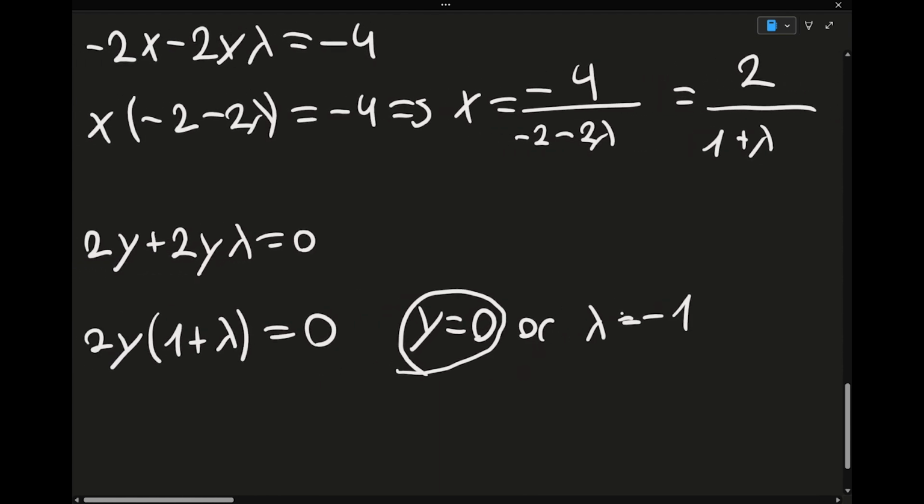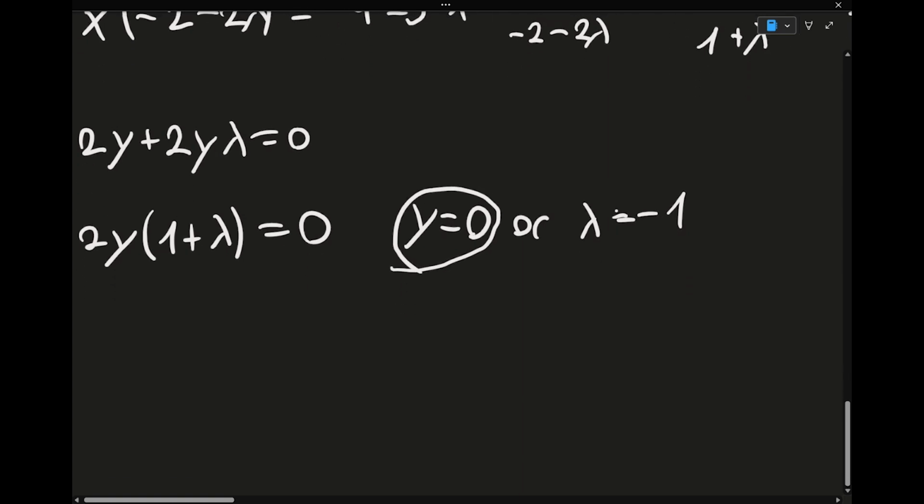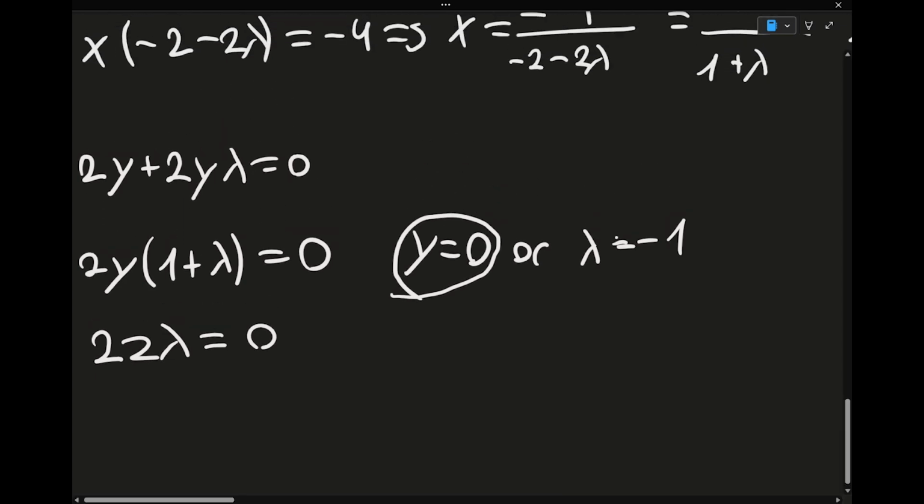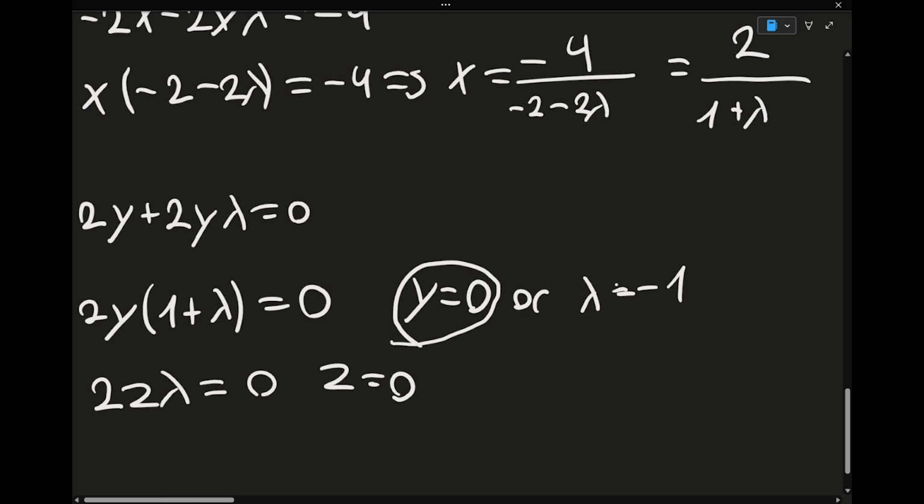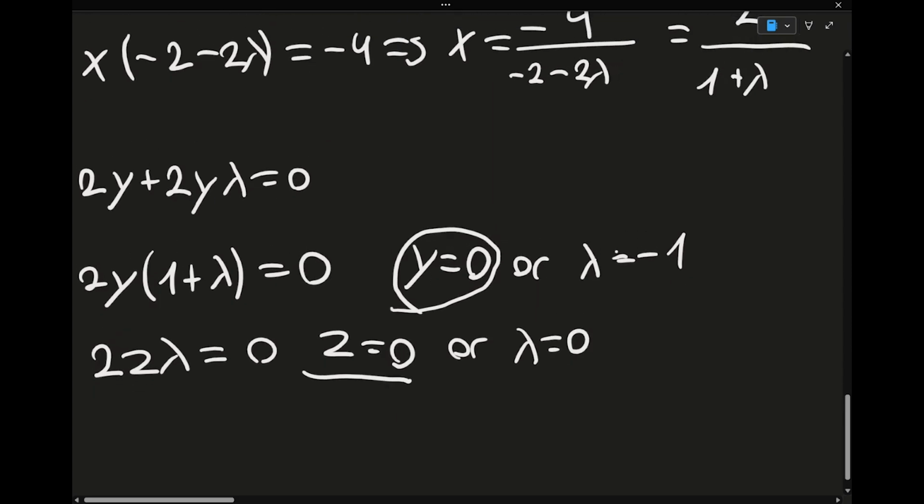Now we can go to the third equation. We have 2z lambda is equal to 0. And this implies that either z is equal to 0 or lambda is equal to 0. But if lambda were 0, then we would have y equal to 0 and x equal to z, and this is not part of U. Hence, lambda cannot be 0, which implies that we have z equal to 0.